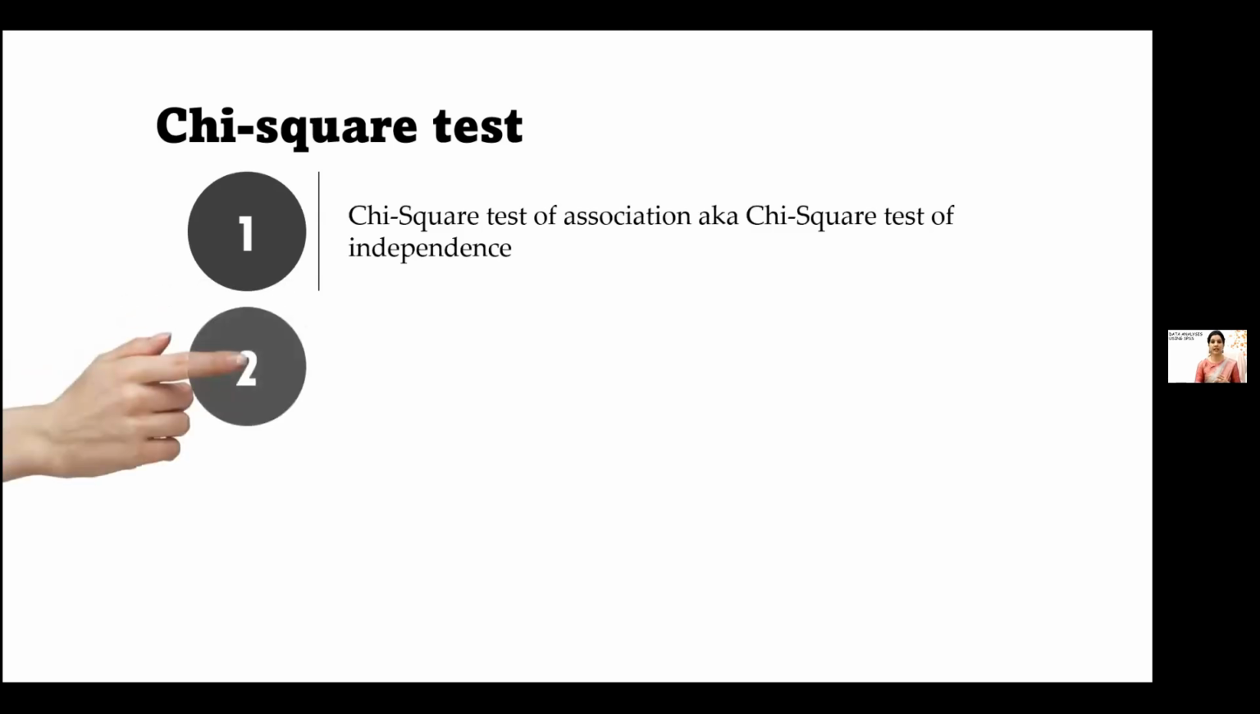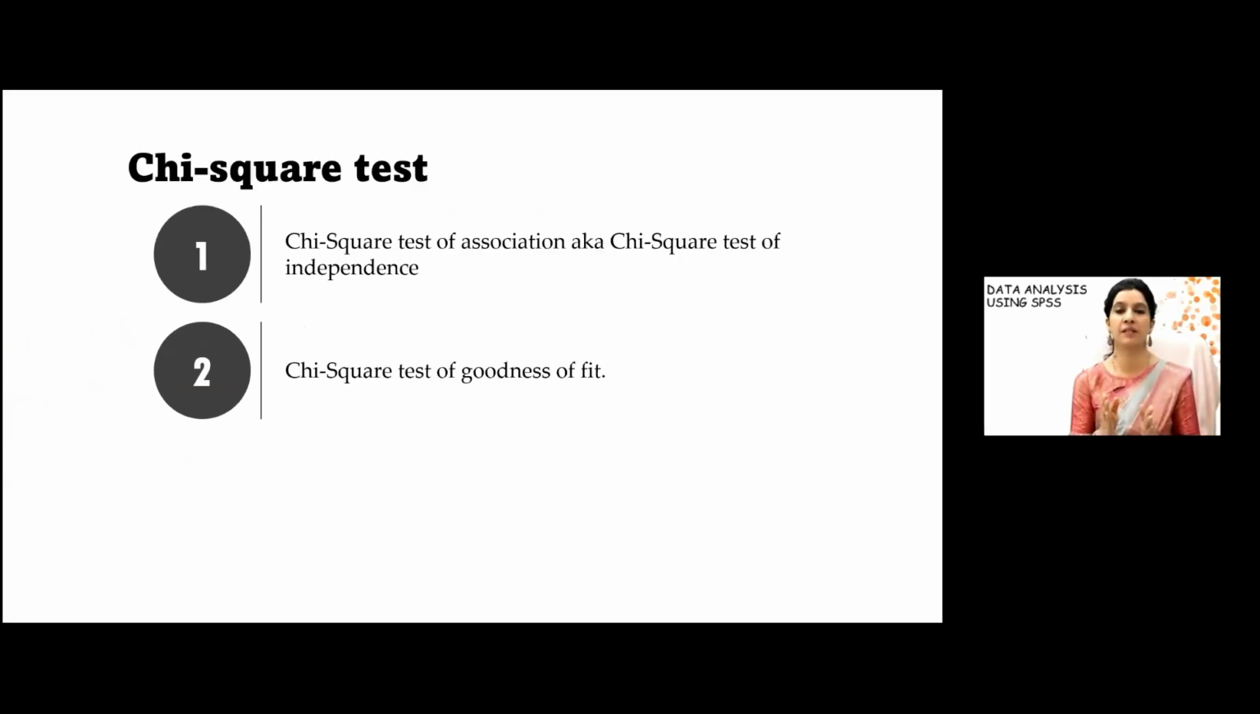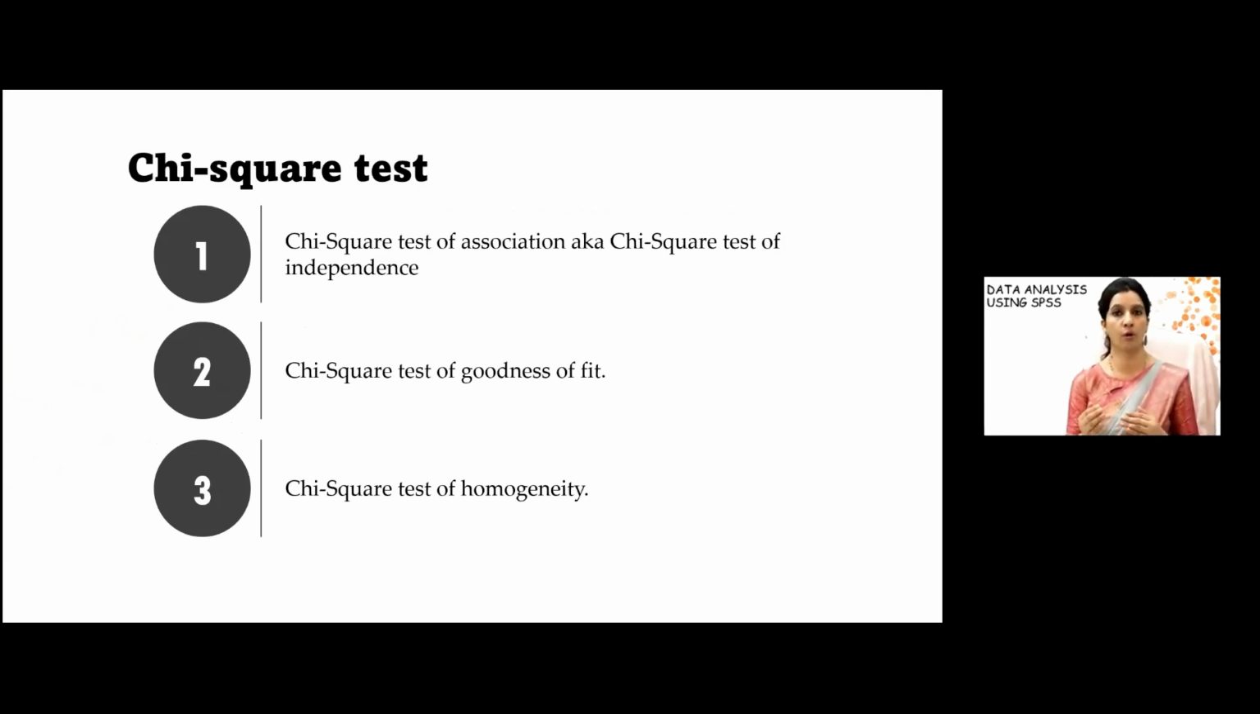The second is the chi-square test of goodness of fit. This is a one sample non-parametric test, and we will see subsequently what a chi-square test of goodness of fit is. The third type of chi-square is the chi-square test of homogeneity. We call it a two proportion test also. So in today's session, we'll discuss all these three types of chi-square.